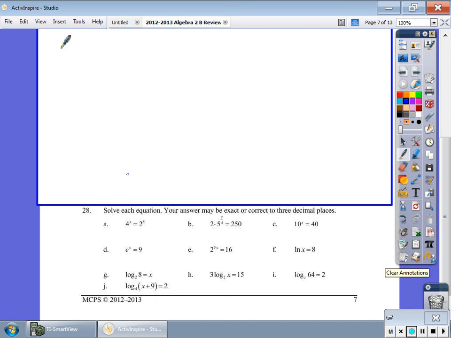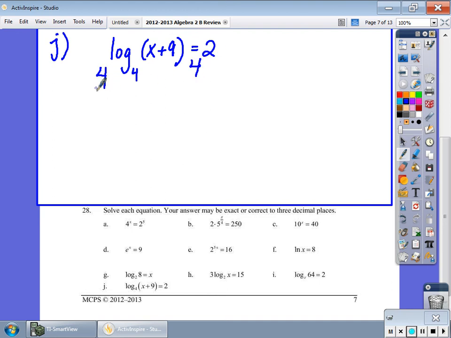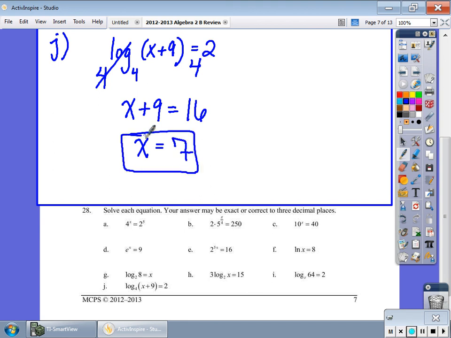And then finally for letter J, we have log base 4 of x plus 9 equals 2. Rewriting in exponential form, a 4 here, a 4 there, gone. We're going to have x plus 9 is equal to 4 squared, which is 16. Then we subtract 9 from each side. x is equal to 7. And you're done.